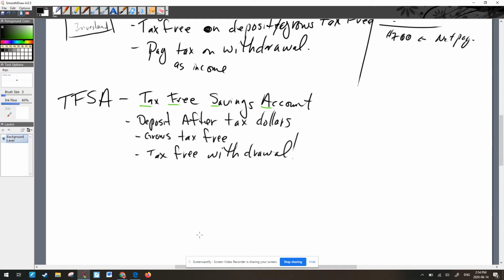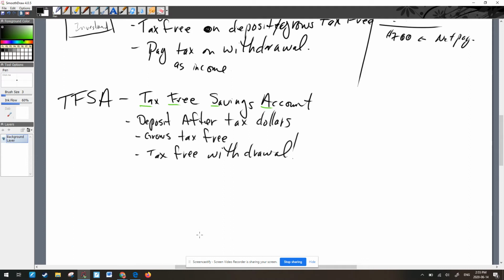Okay, so if you had $300,000 in your tax-free savings account when you retired, you could take $50,000 out of your tax-free savings account and you get to keep $50,000 because it's already been taxed before you put it in. So it doesn't get taxed when you take it out. Okay, so a tax-free savings account offers the huge advantage that you don't pay taxes on withdrawal.